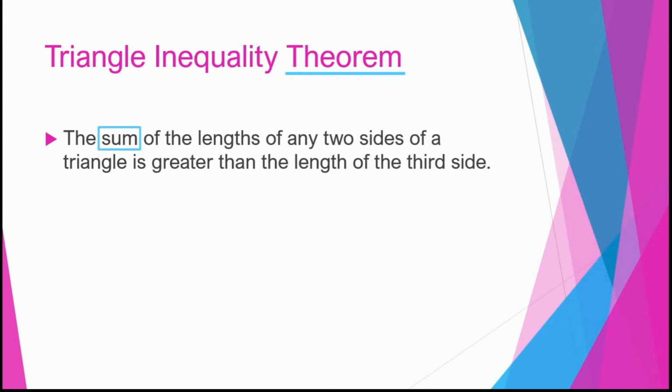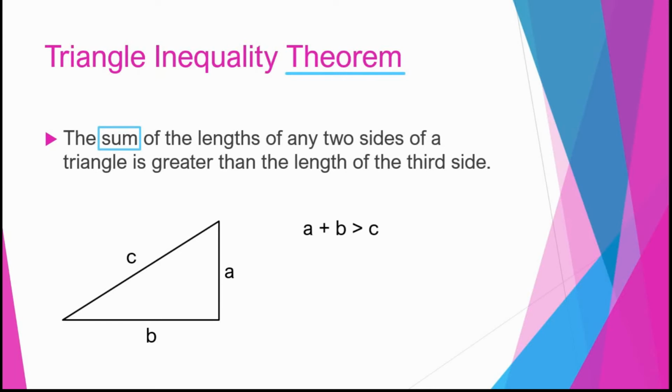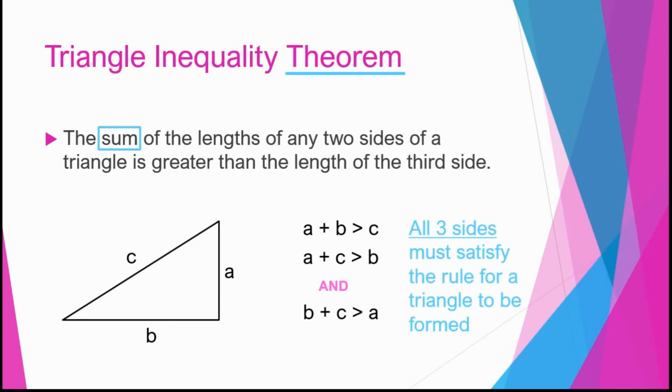I know it's sometimes easier when we see it. So if we have a triangle, we know all triangles have three sides. Just to make it easier, we're going to label these sides A, B, and C. Now, if I add any two of those sides, the sum, the answer that I get when I add them, has to be greater than the third one. So if I do A plus B, whatever I get needs to be greater than C for this to really make a triangle. If I did A plus C, it would have to be greater than B. And if I do B plus C, it's going to have to be greater than A. The reason that "and" is there is because all three of those statements must be true.